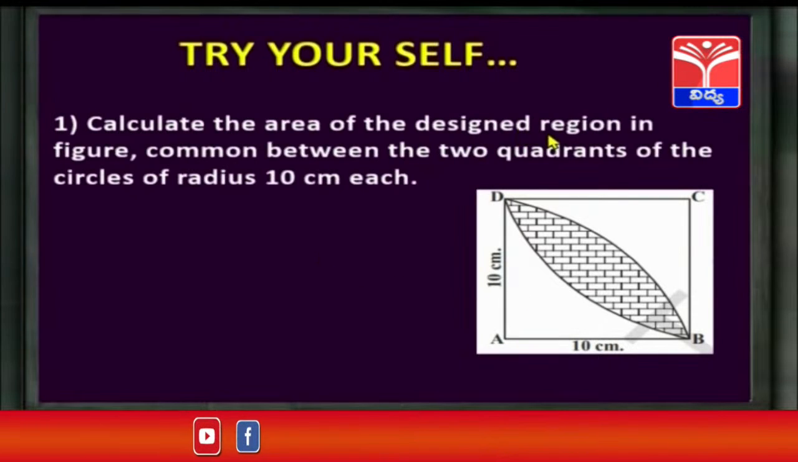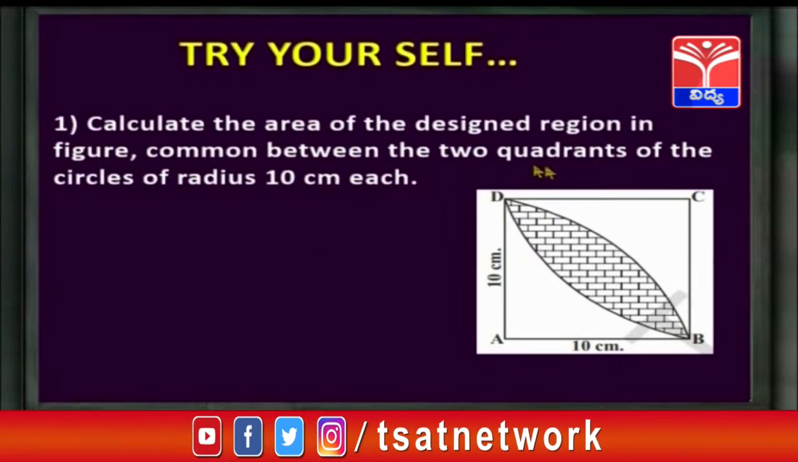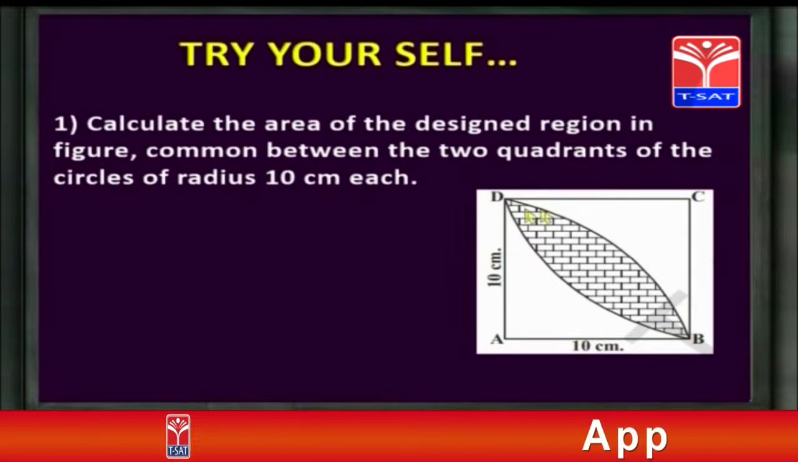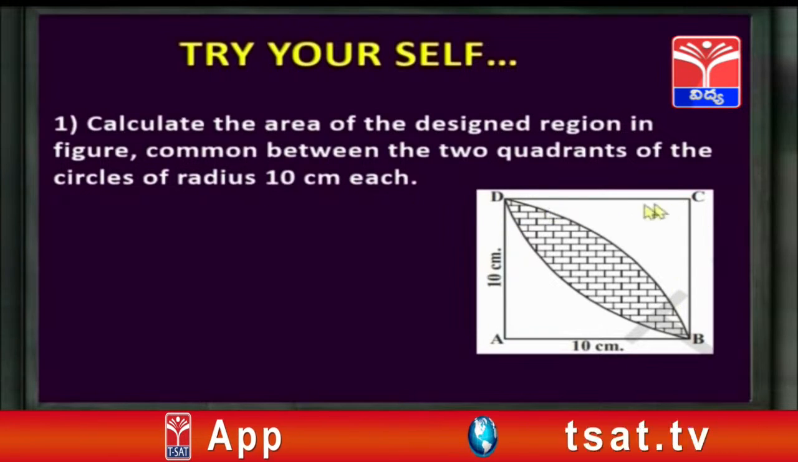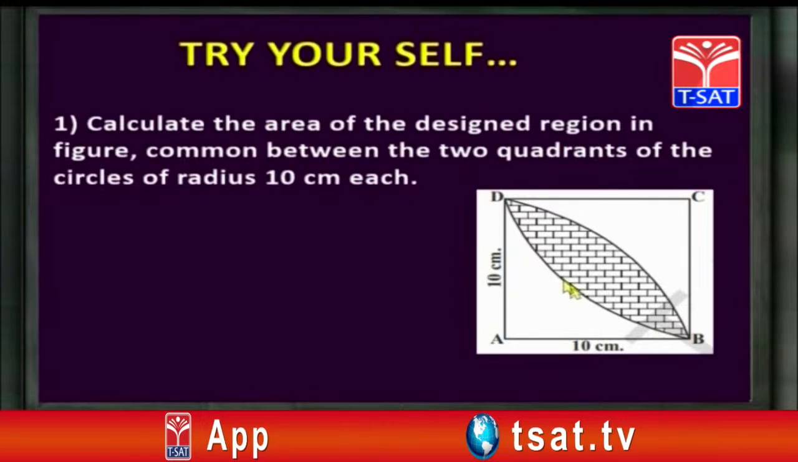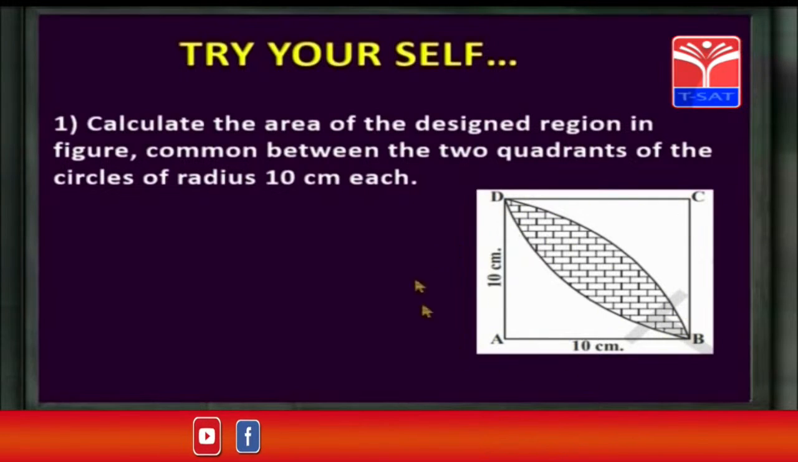And the second problem: calculate the area of the designed region in the figure common between the two quadrants of the circle of radius 10 centimeter each. So, this is the square and this is a sector and this is also a sector. Using the formula, you can solve this problem.